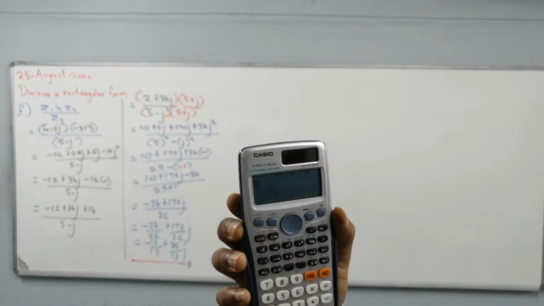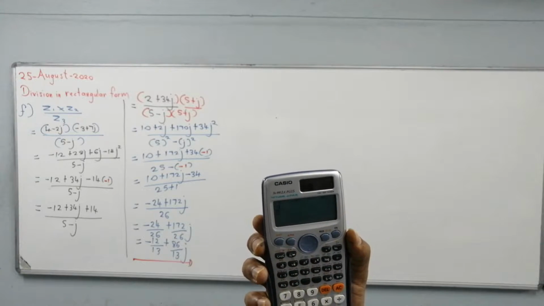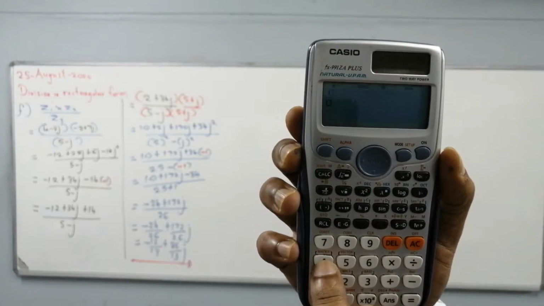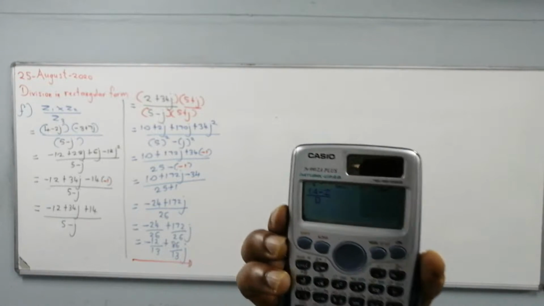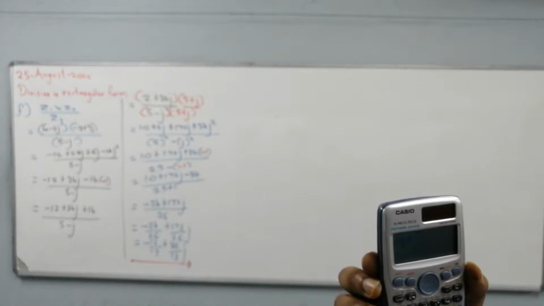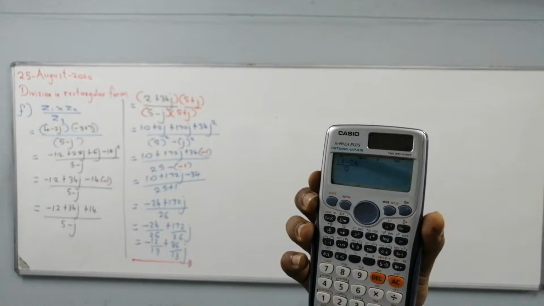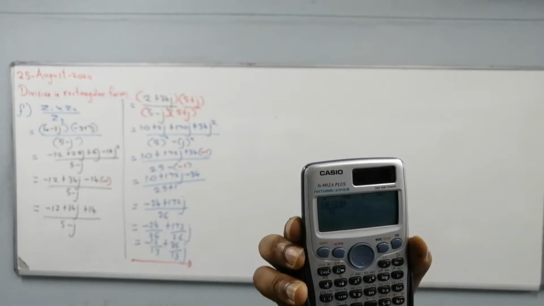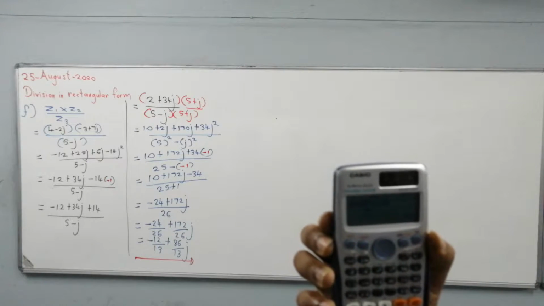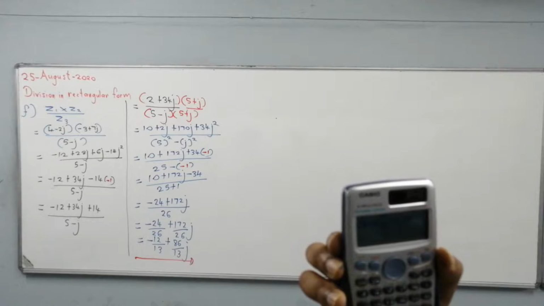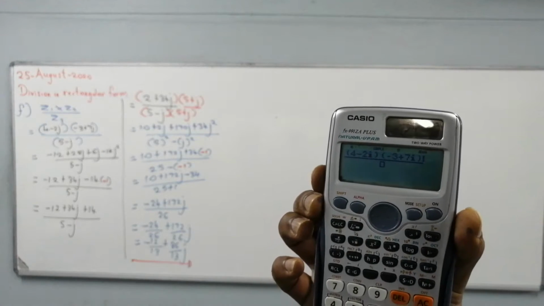Then my numerator there, open bracket, I got 4 minus 2j. So that's going to be a 4 minus 2, and the j is the ENG button on your calculator. The ENG button, so that's i. So the calculator uses i instead of j. So that's 4 minus 2j there. Close, times minus 3 plus 7j. So that's minus 3 plus 7j. Close there. So we can see that.